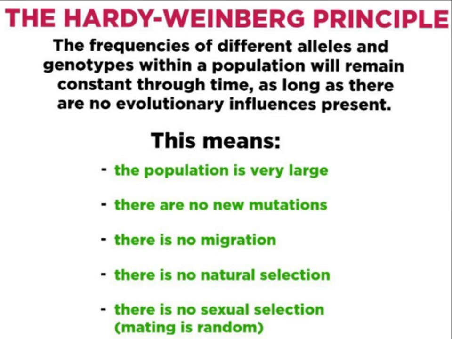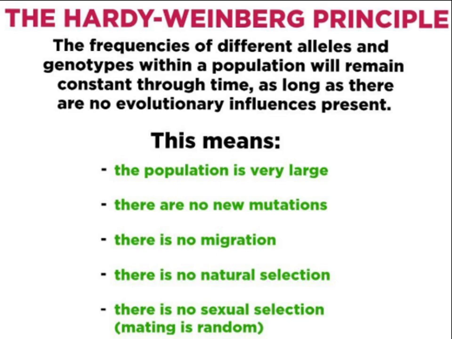1. No mutation. 2. No migration into or out of the population. 3. Infinitely large population size. 4. No natural selection. 5. No sexual selection, which means random mating. And lastly, organisms are diploid, and allele frequencies are equal in both sexes.